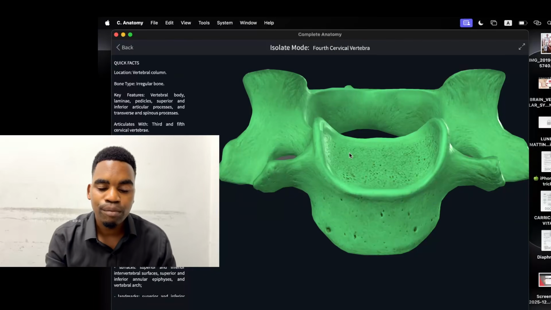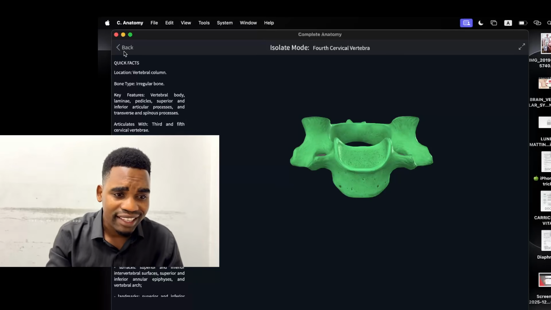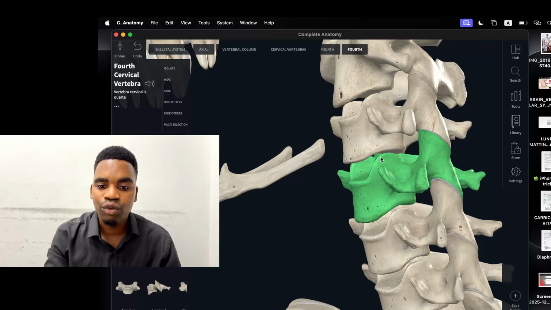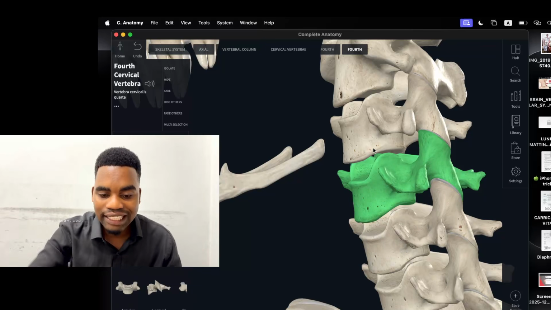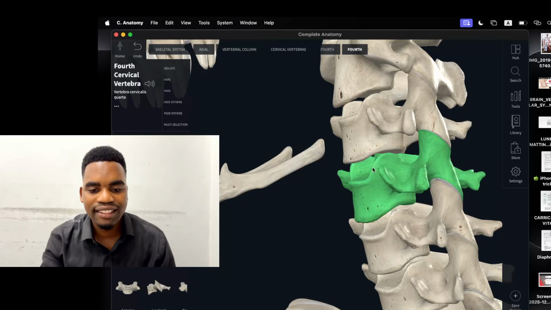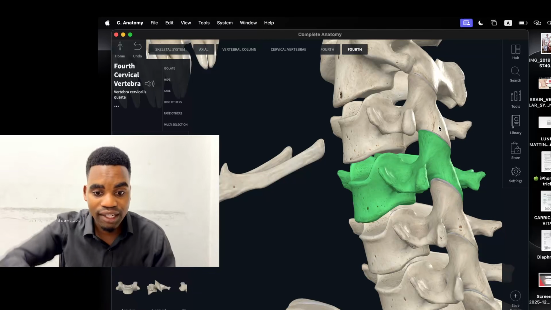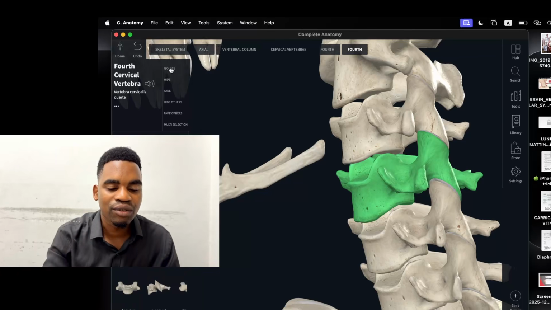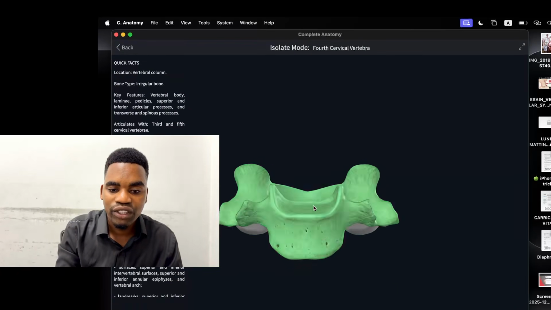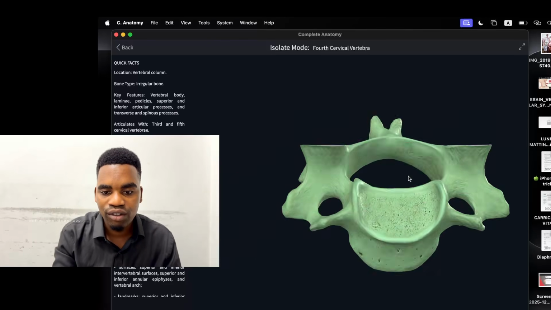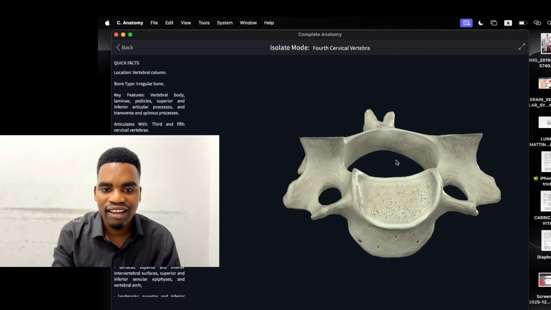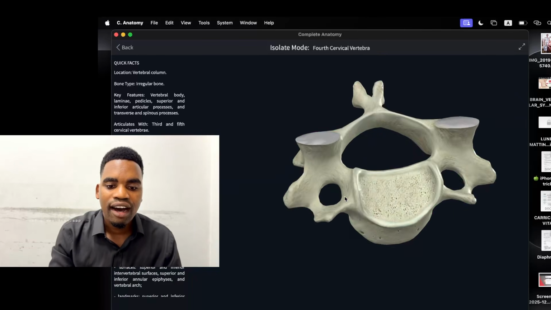The joint of Luschka is very important because it is important for stability. This joint helps to avoid sliding or slipping of the vertebral bodies of the cervical vertebra, so as to increase the stability. So this joint is called the joint of Luschka, which is also called the uncovertebral joint. That is the vertebral body of a typical cervical vertebra.